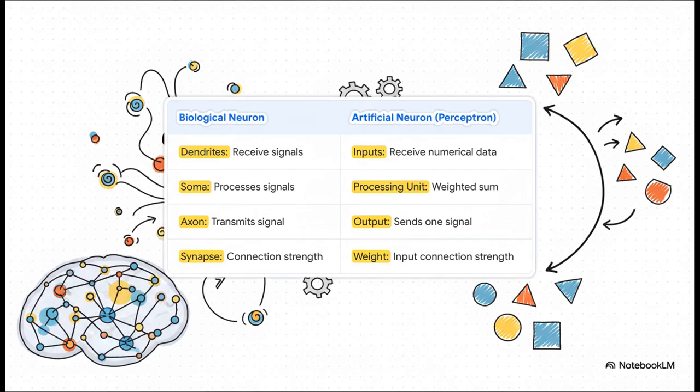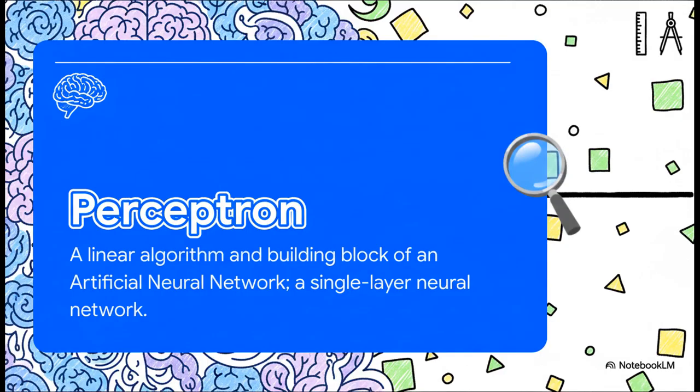The signals a neuron gets, that's just numerical data. And the strength of a connection, a synapse, well, that's just a number we call a weight. This simple translation is what lets us start building a digital brain. And this simple little guy, this mathematical model, has a name, the perceptron. Think of it as the foundational atom of a digital brain. It's not conscious, it's not thinking, but it can do one thing really, really well. Make a simple yes or no decision based on the information it's given.